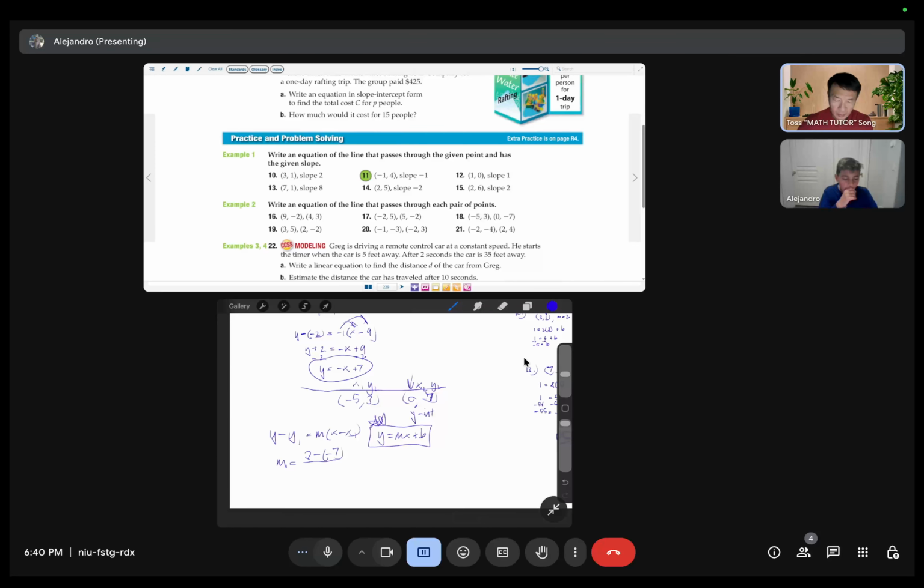Okay, so 3 minus negative 7, negative 5 minus 0. So let me clean this up. That's going to be 10 on top. 3 minus negative 7, that's 10, over negative 5. So the answer is negative 2. Double check my work. Okay?